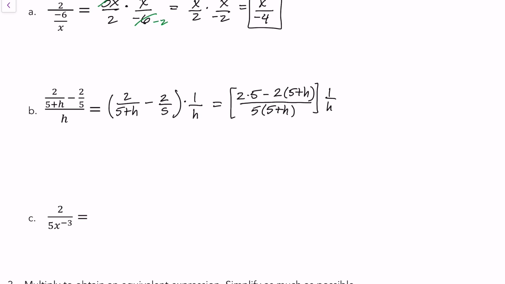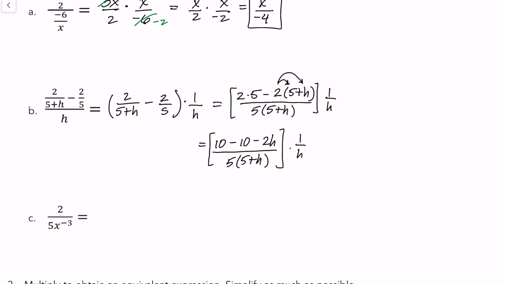Okay, so this simplifies a little bit more. So 2 times 5 is 10. Minus, we're going to distribute the 2 over here and over here. So this is going to be 10 minus 2h, all of that divided by 5 times 5 plus h. And remember that all of that has to be times 1 over h.